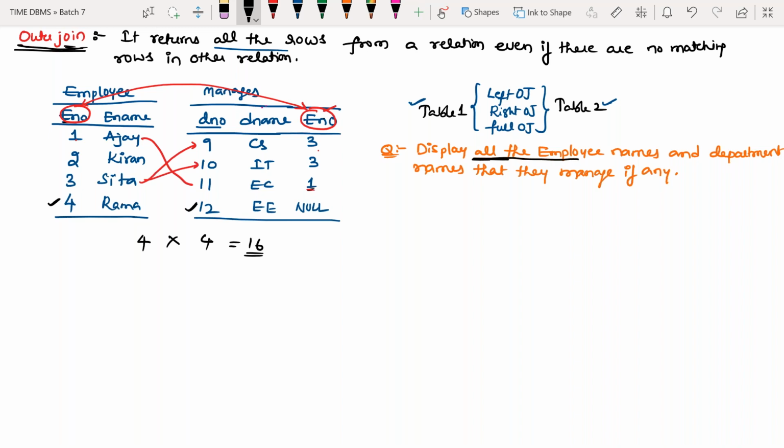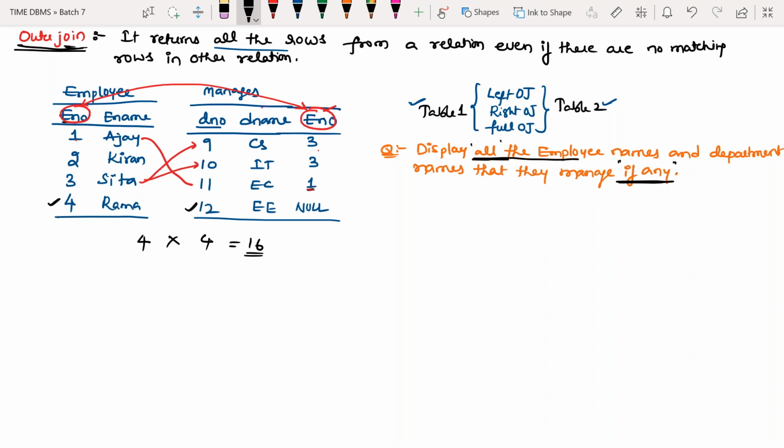One thing you have to understand: the keyword "all" means it requires all the employee records, and the department names that they manage, if any. "If any" means if that employee manages some department, display that department name. If the employee is not managing any department, then also display that employee name, and the department name should be displayed as null. That is called optionality. This "if any" is showing that optionality. This optionality shows it requires an outer join.